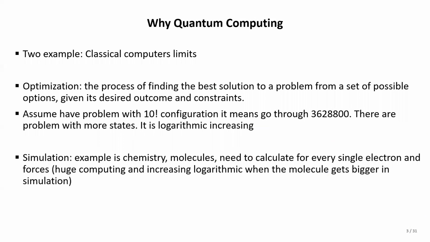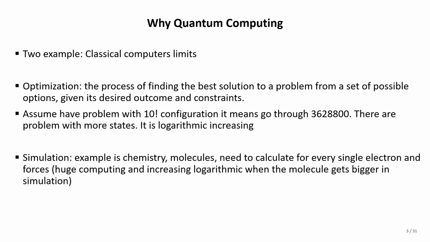In the beginning, let's talk about quantum computing, why we need to use quantum computing and what makes it important. Let's have two examples from the classical computer limits. There are two main areas which quantum computing makes possible. One of them is optimization. Optimization is usually the process of finding the best solution to a problem from a set of possible options, given its desired outcome and constraints.